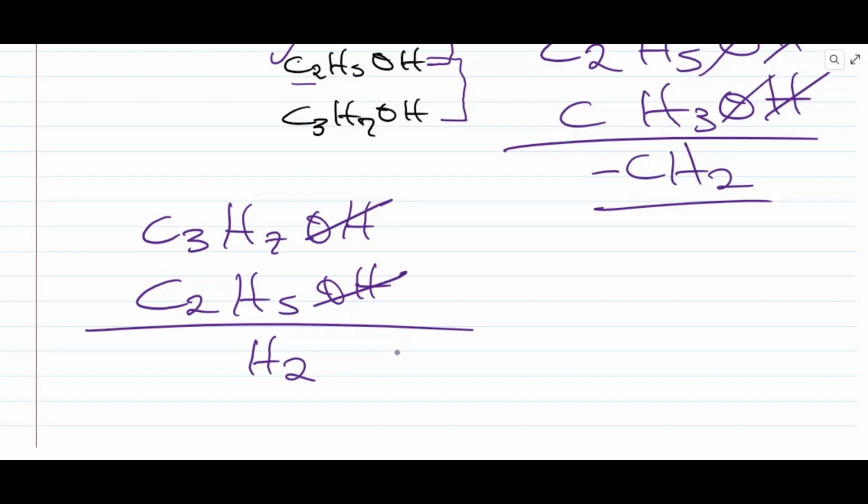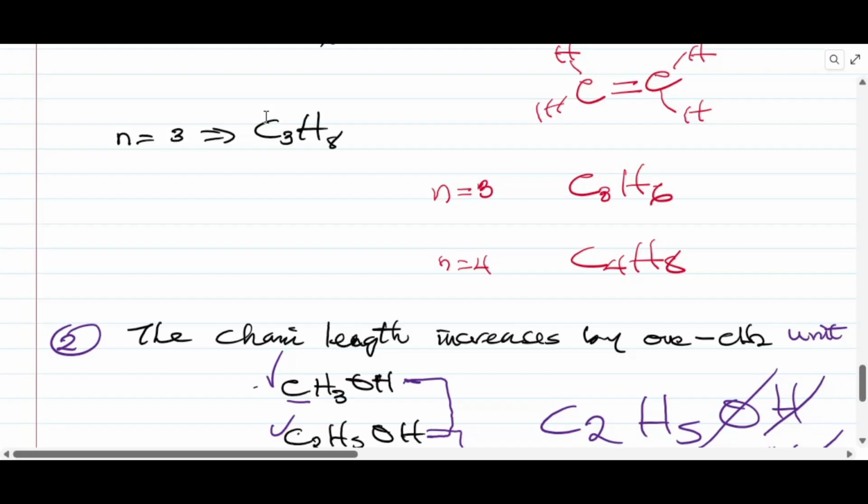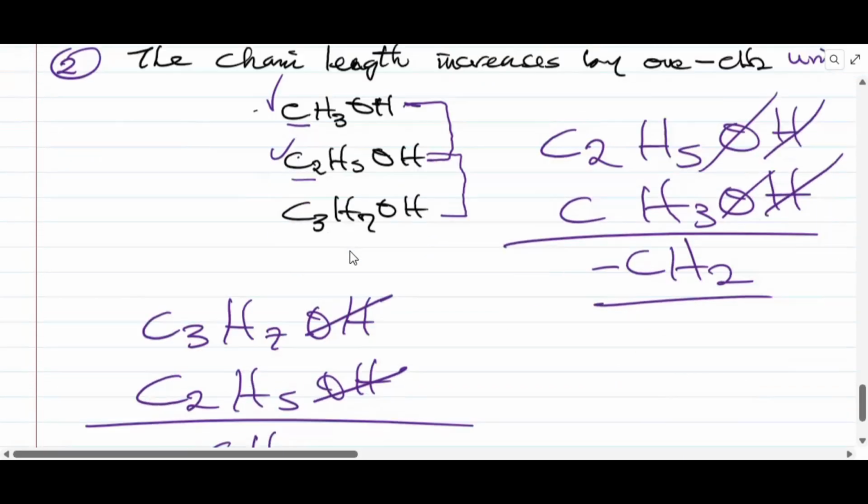And then you remove C2 from C3, you have C left. So it means the difference is also CH2. That is the property of homologous series. If you take any family member, you do the same thing for the alkanes or for the alkenes or for the alcohol, you are going to have the difference in chain length to be a CH2 unit. That is another property of the homologous series.